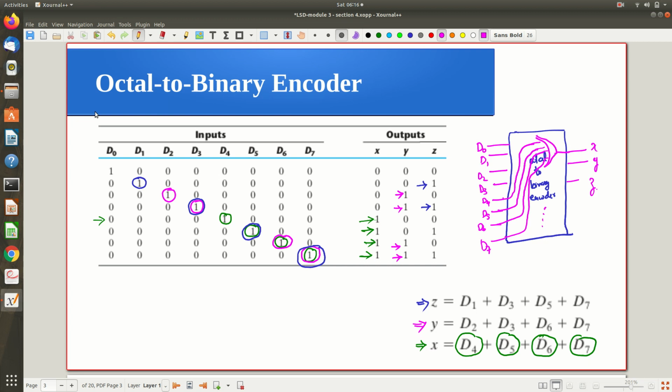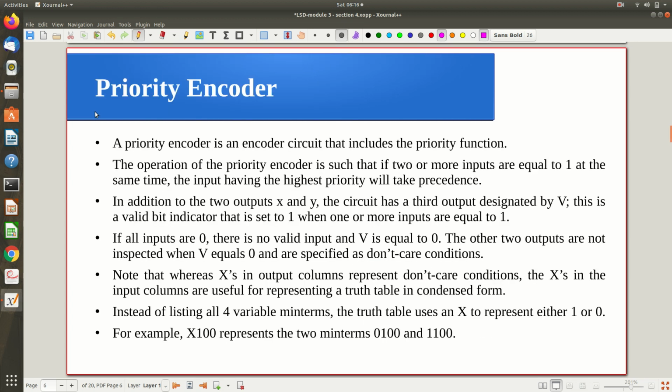Then only it can understand whether you mean d0 or d1. If I make d0 and d1 both 1, it will be confused about which is to be encoded. Such a confusion is not there when the priority encoder comes.